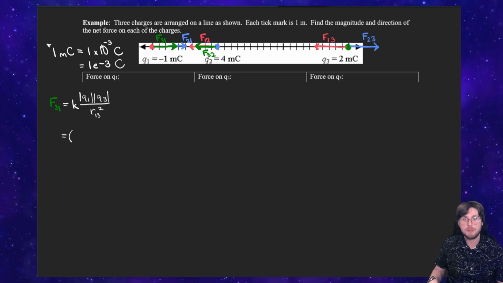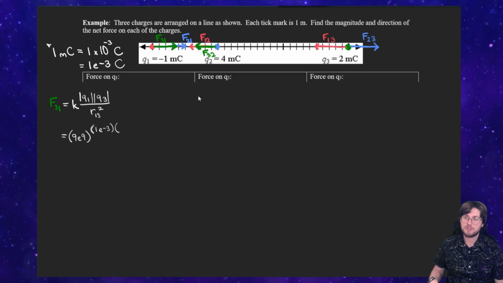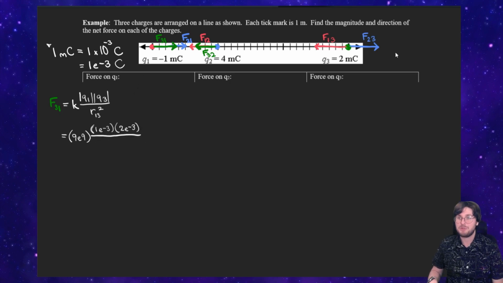The Coulomb's constant in my little abbreviated form over here is generally just 9e9. Nice and short, much easier than the alternative. The magnitude of the charge of Q1 is 1 times 10 to the negative 3, so 1e negative 3. And then the absolute value of charge 3 is 2e negative 3. Then we're going to divide by the distance between these two. If you count all the way from charge 1 to charge 3, it amounts to 30 tick marks, meaning it's going to be 30 meters.